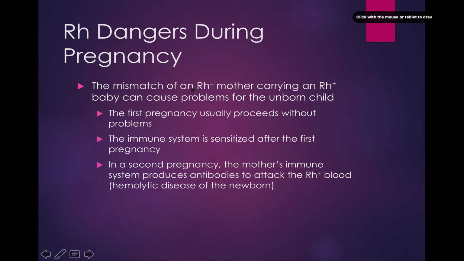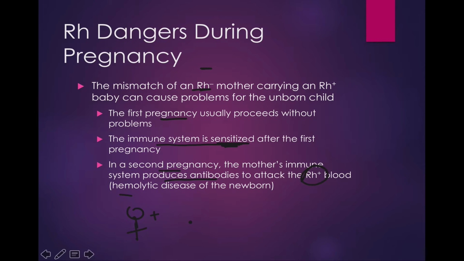If the mother does not receive that RhoGAM shot and she has a negative blood type, the first pregnancy will typically go without problems. However, after that baby is born, the immune system will be sensitized. What that means is the immune system will know that something shouldn't have been there, and if it comes into contact with that again, it'll produce antibodies. In the second pregnancy, the mother's immune system produces antibodies that attack the Rh positive blood, which can cause hemolytic disease for the newborn.